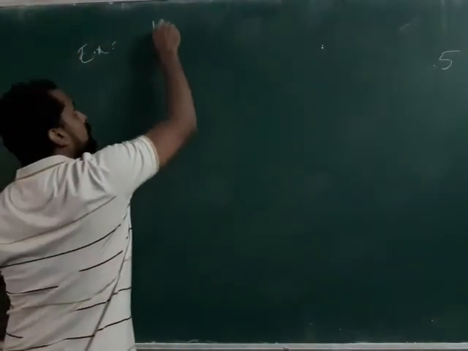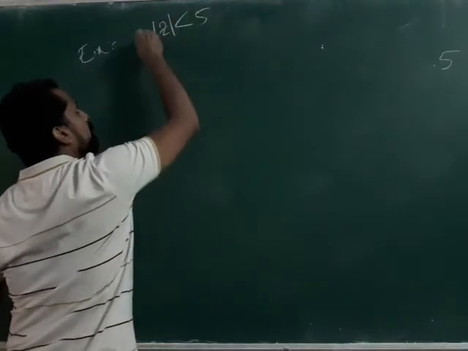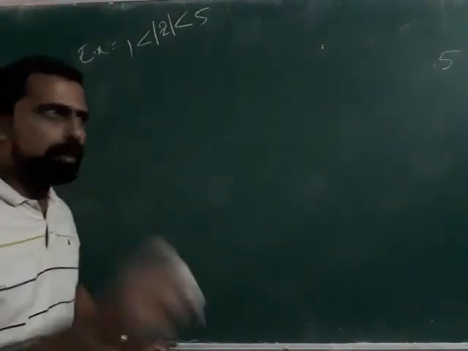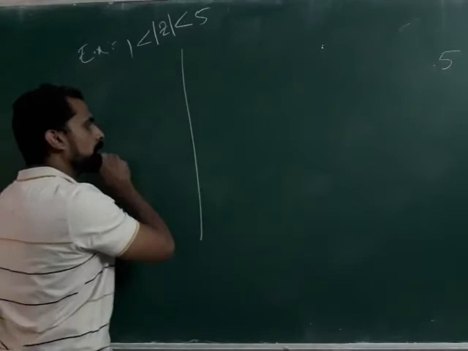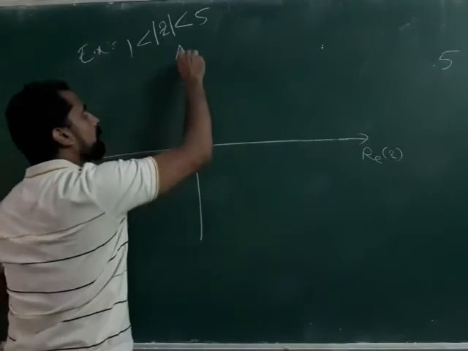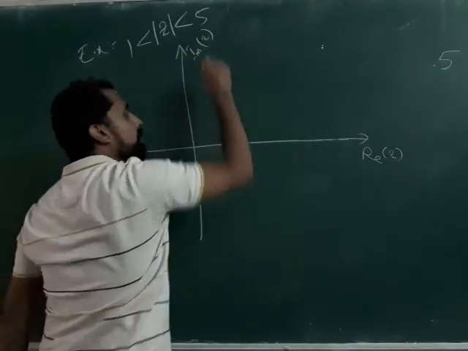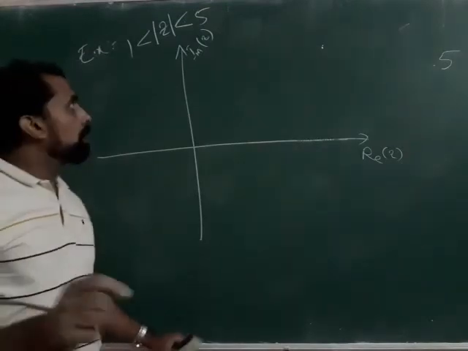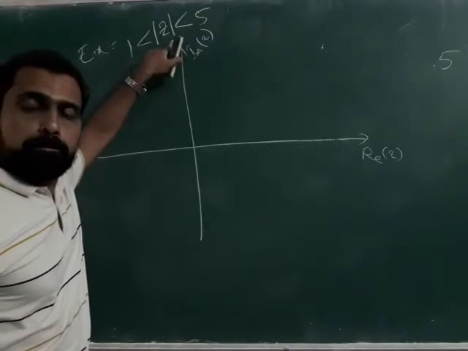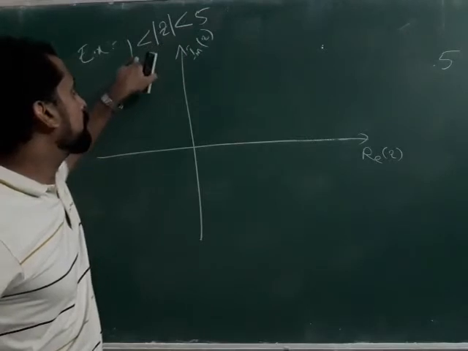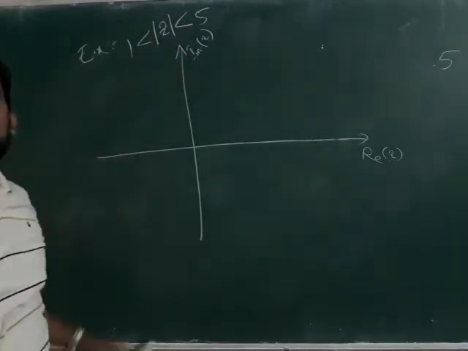Your mod z is less than 5 and greater than 1. How do you draw this? Again, you go to your complex plane, where you have the real axis and the imaginary axis. So these are the two things. Now mod z is less than 5 and greater than 1. How do you get it?